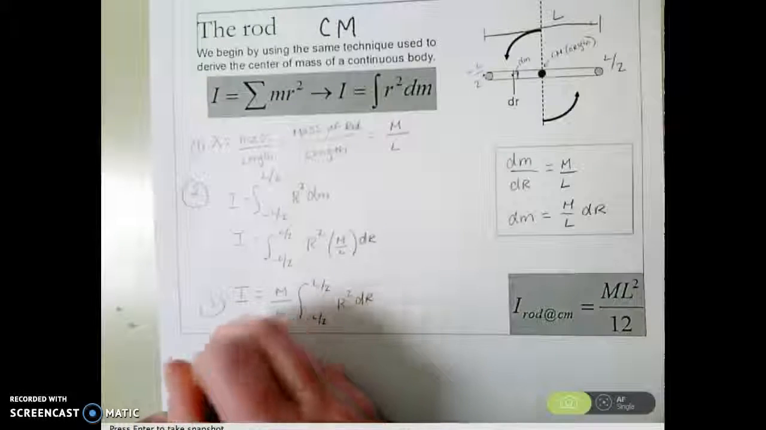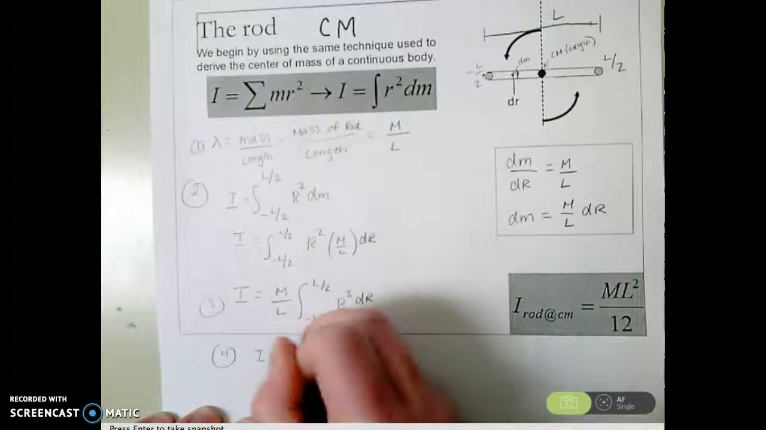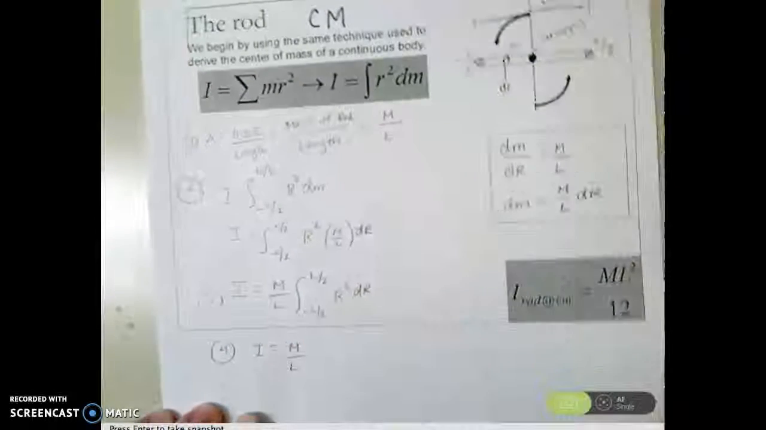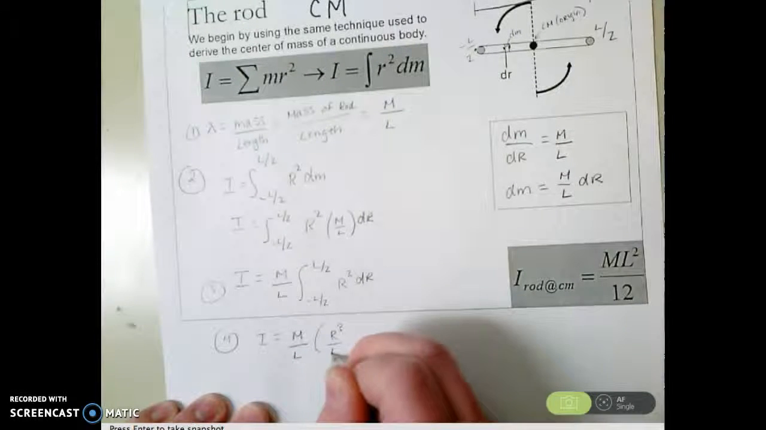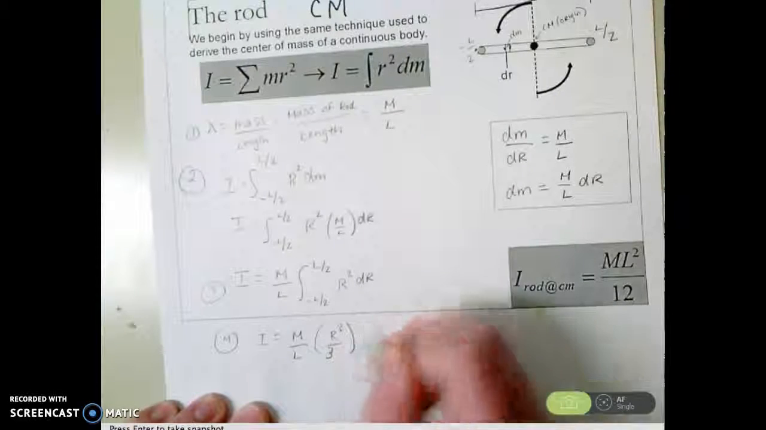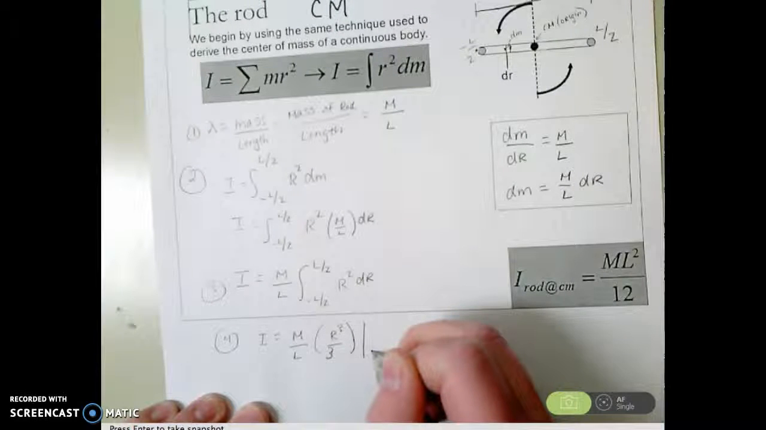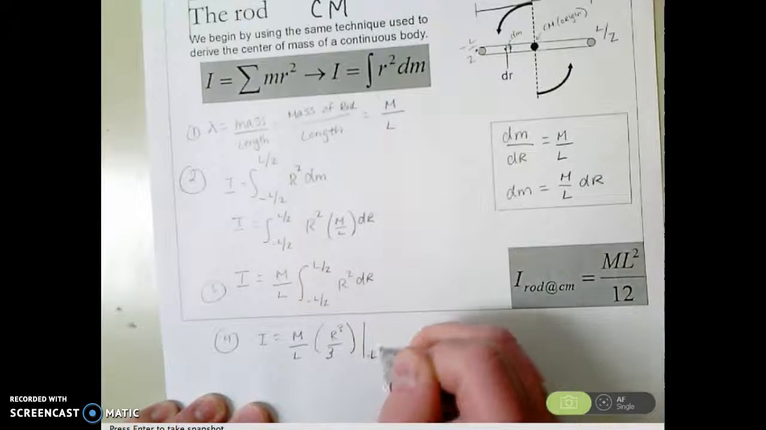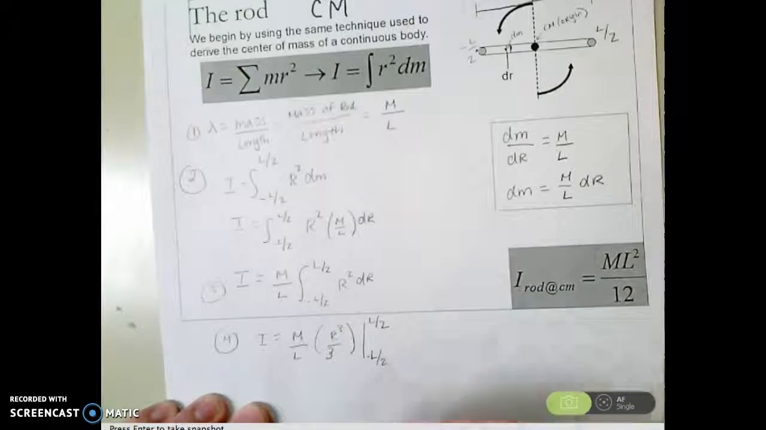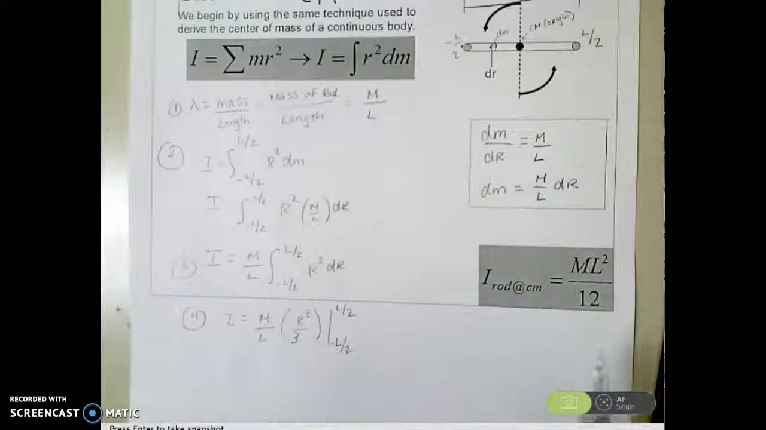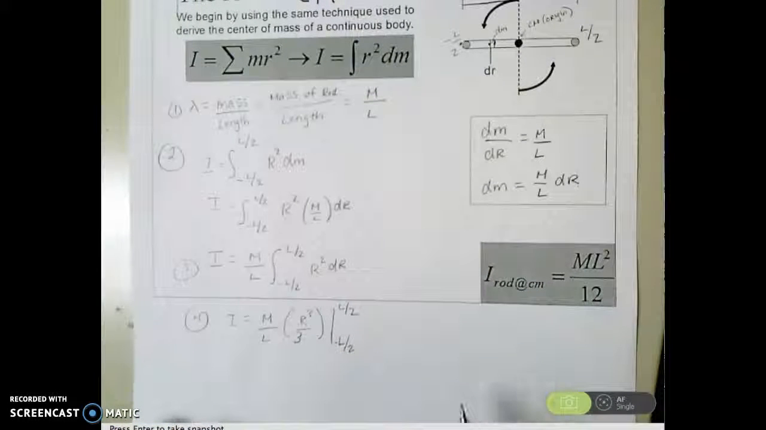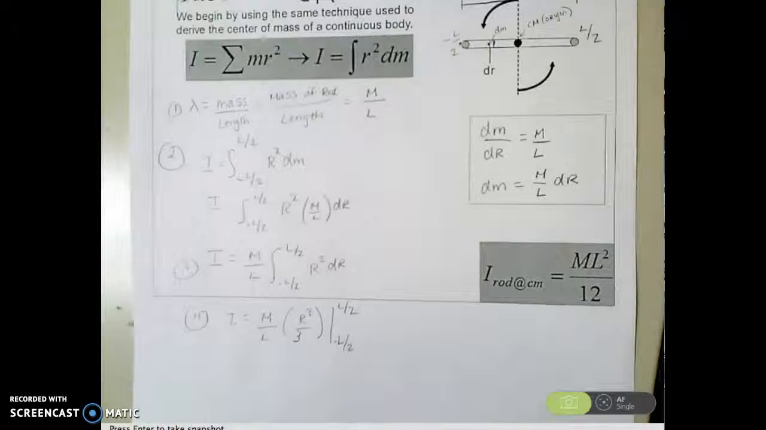Step 4, we integrate. So now we have I equals m over L times r cubed over 3, evaluated from negative L over 2 to positive L over 2. Once we plug all of that in, you will come out with a value of m L squared over 12. I feel like you guys can handle the algebra. Please check that out and make sure that you get that value.